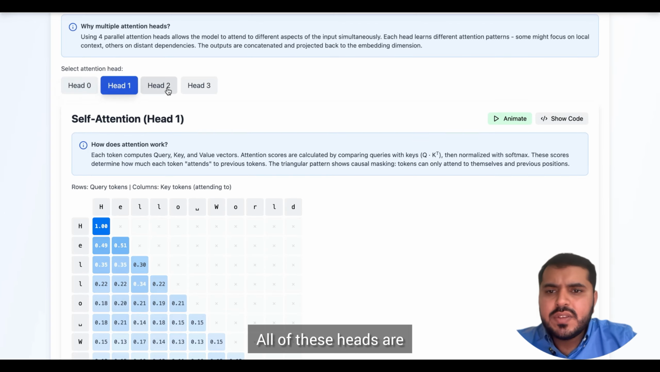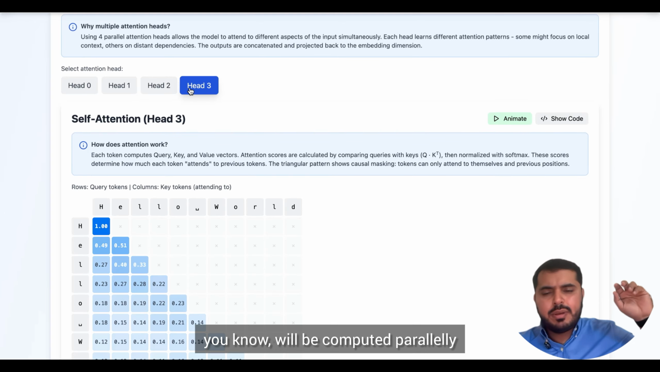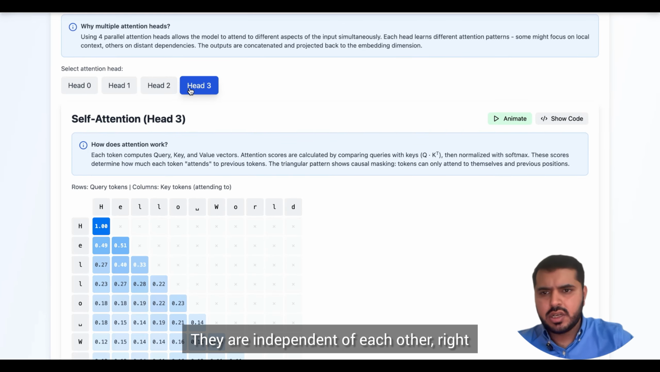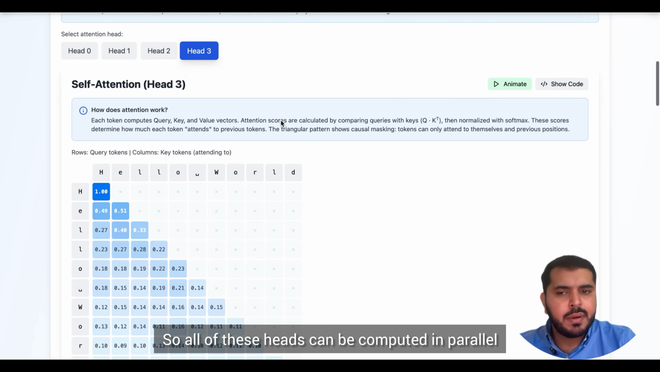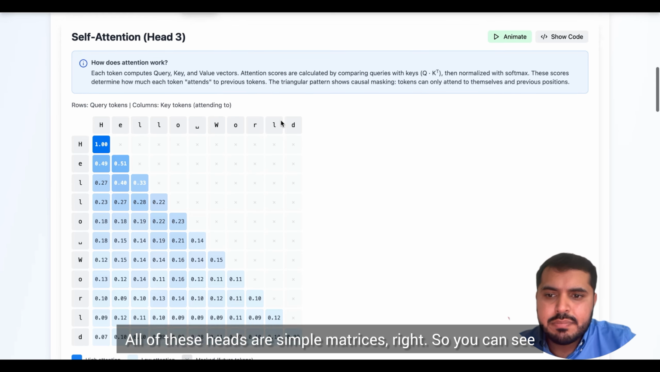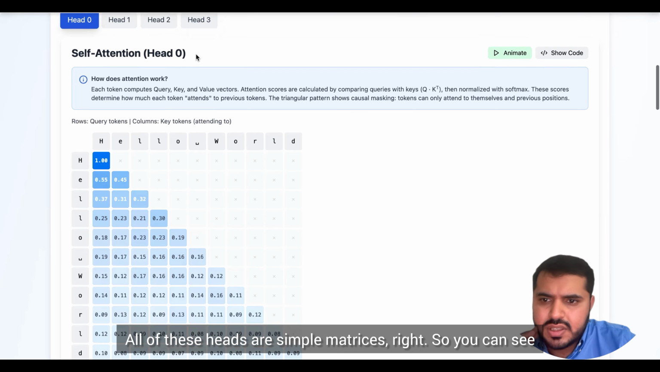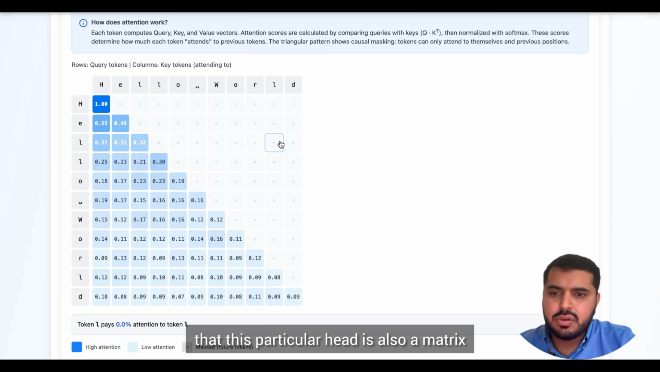So all of these heads will be computed in parallel. They're independent of each other, right? Head 0 does not need information from head 1, right? The reverse is also true, head 1 does not need information from head 0. So all of these heads can be computed in parallel. All of these heads are simple matrices, right? So you can see that this particular head is also a matrix.